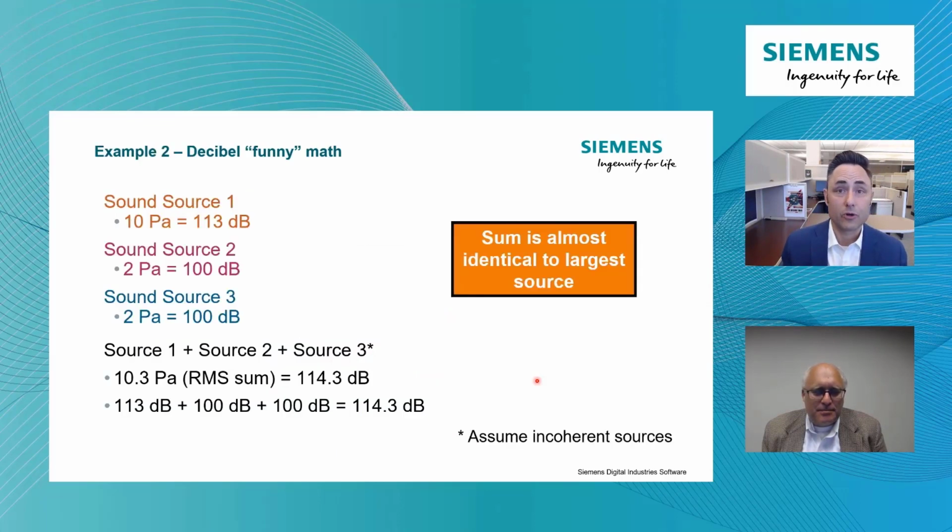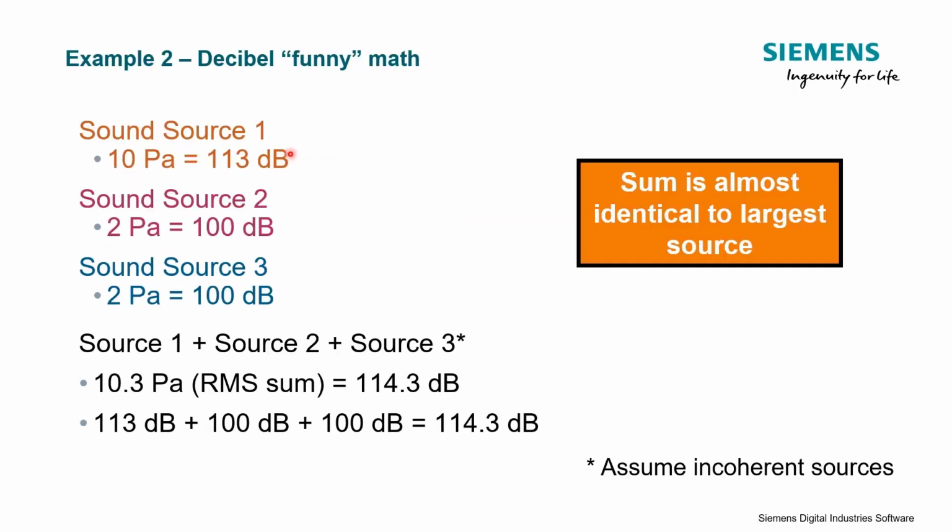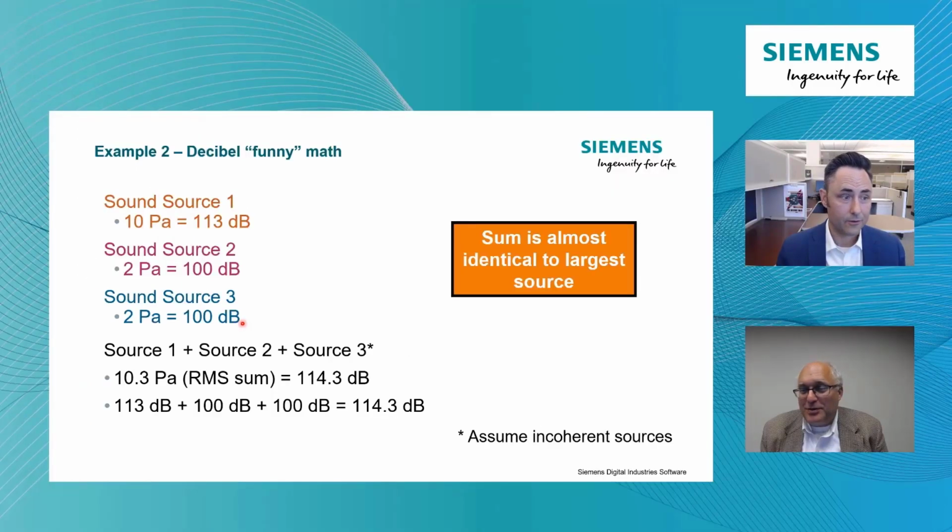So now let's move on to a little bit more complicated example, where now I have 3 sound sources, and they're all at different levels, okay? So sound source number 1 is 10 pascals or 113 dB. Sound source number 2, 2 pascals at 100 dB. Sound source number 3, also 2 pascals, 100 dB. What do you think I'm going to get if I sum source 1 plus 2 plus 3? I've got them all running at the same time. Well, luckily the answer is there on the slide. Right, it is. And it's 114.3 dB.